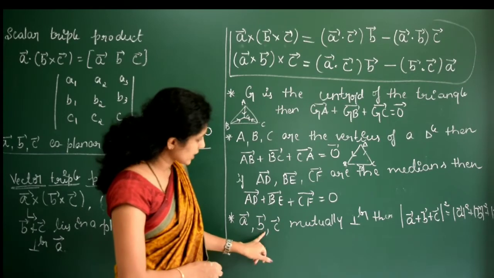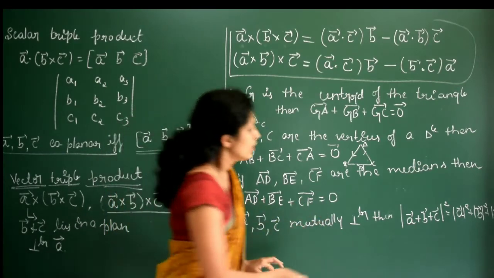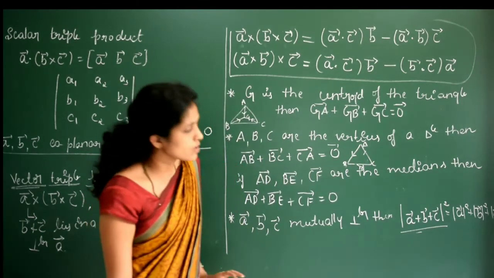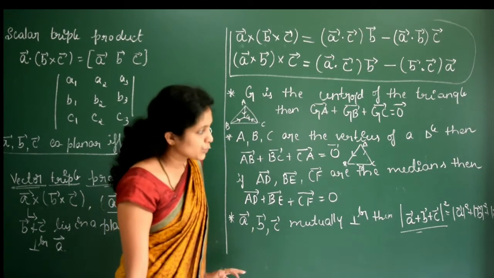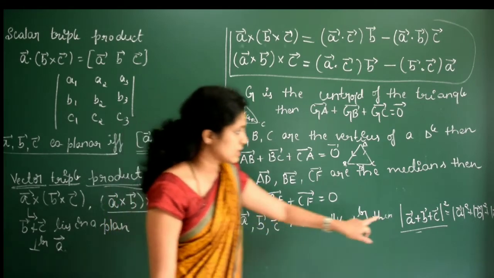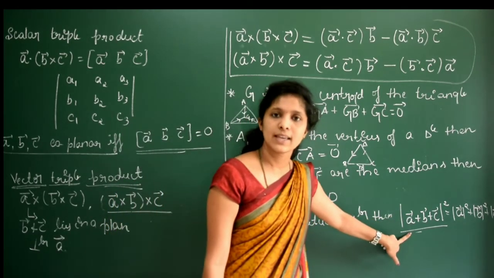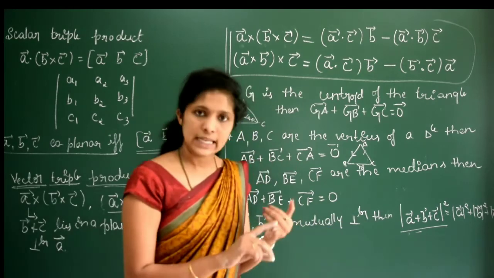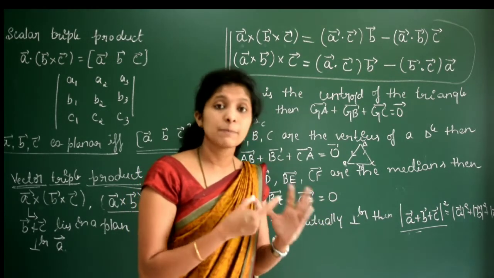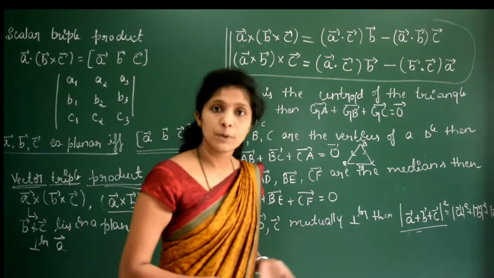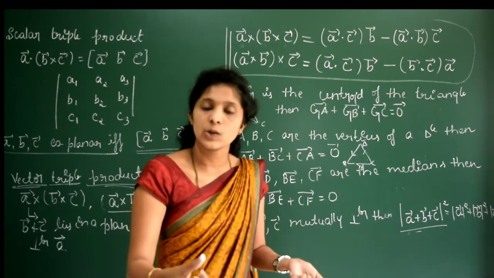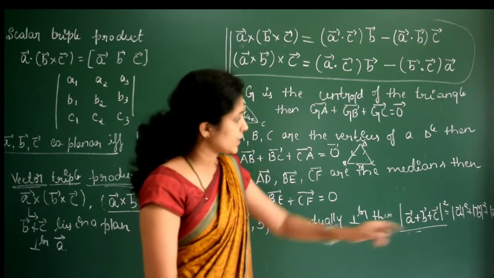A vector, B vector and C vector are mutually perpendicular. Then magnitude of A vector plus B vector plus C vector whole square is equal to magnitude of A square plus magnitude of B square plus magnitude of C square. Obviously, right? Because you know the formula. What is A plus B plus C whole square? A square plus B square plus C square plus 2AB plus 2BC plus 2CA. Here those are perpendicular to each other. So dot product of AB will be 0, BC will be 0, CA will be 0, right? By that we will get that.